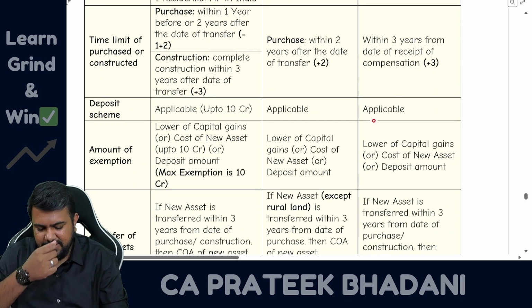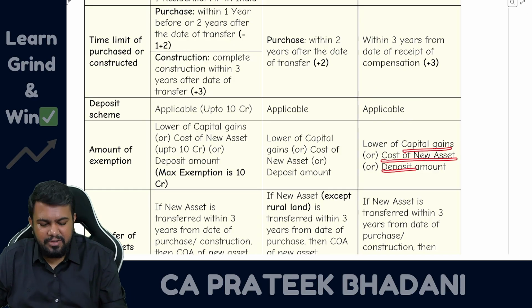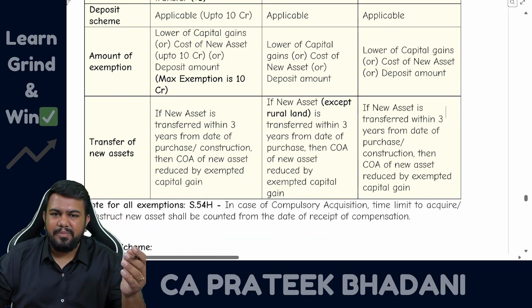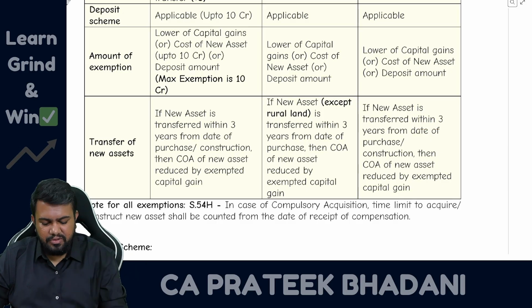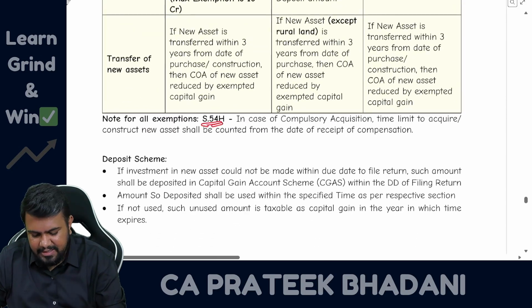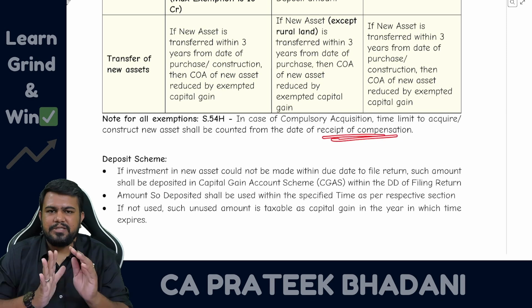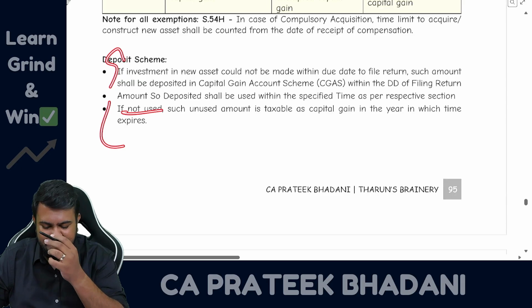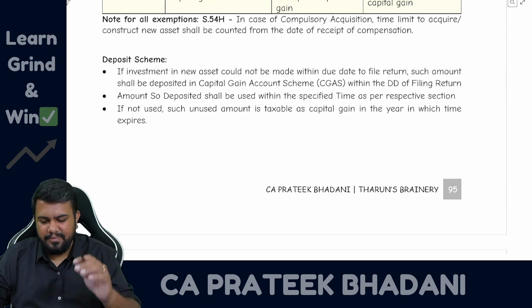Here also deposit scheme is applicable, and the exemption is capital gain amount or cost of new asset or deposit amount, whichever is lower. Then here also this new industrial land or building should not be transferred within 3 years. If it is transferred within 3 years, then you reduce the exemption amount from the cost of acquisition. Fine. Then in all the cases, whenever there is compulsory acquisition, the time limit will start from the date of receipt of compensation. That you have to keep in mind. So the deposit scheme I have already told. If the deposit scheme amount is unutilized, then it will be taxable as capital gain in the year in which the time limit will expire. This also I already told you.